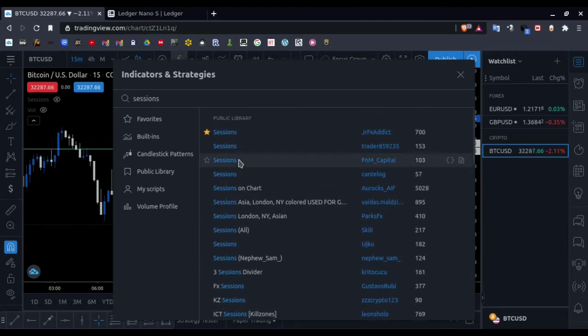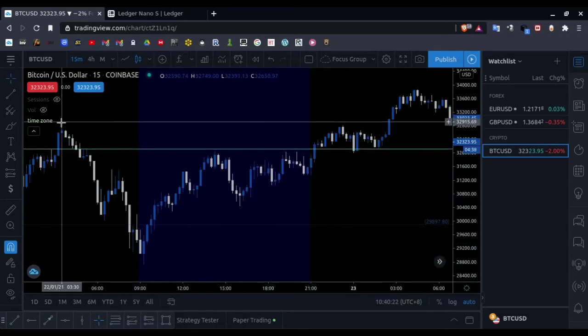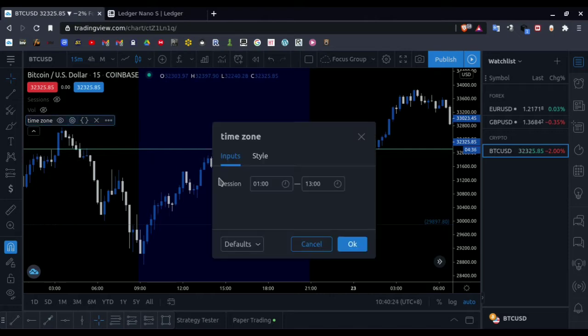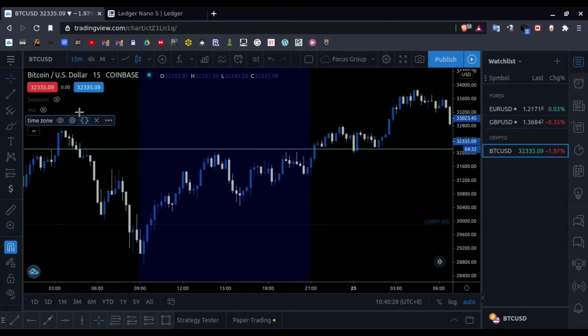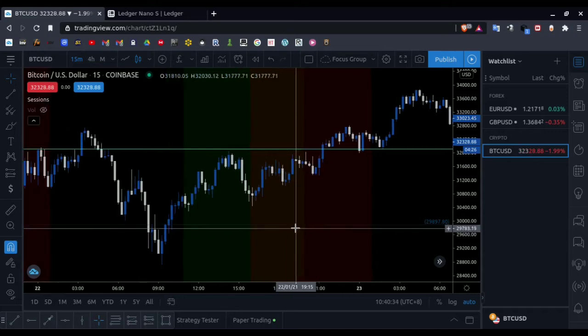Basically they have slight differences in terms of the color combinations as well as the timings, but for the most part you can even find ones that are completely customizable. Like I have another one here called time zone, and if you add it to your chart and go to the settings, you can actually customize the time that you want. You don't have to depend on the one that's provided. But for my own use, the session indicator is nice enough for me.